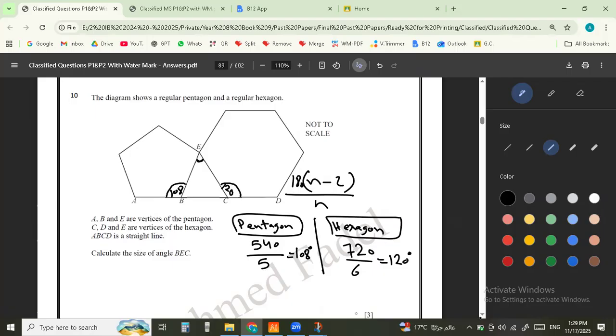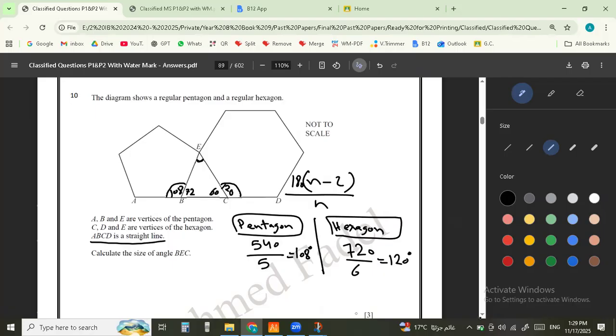Knowing that ABCD is a straight line, all of this is a straight line. So 108, then this is 72, subtracting from 180 degrees. 120 subtracted from 180 degrees, so this is 60 degrees.